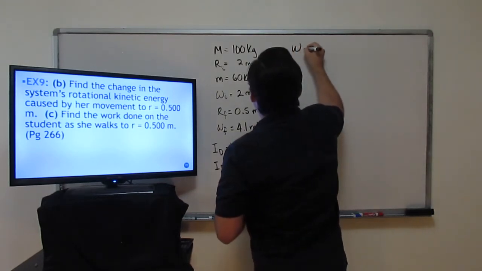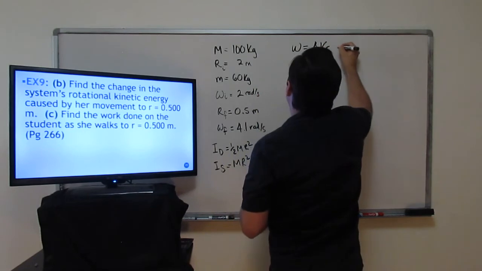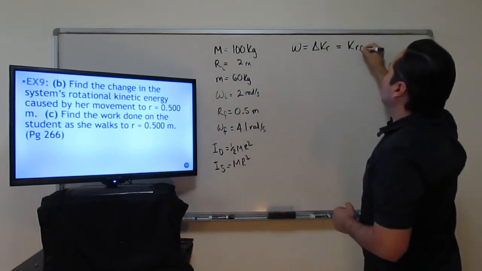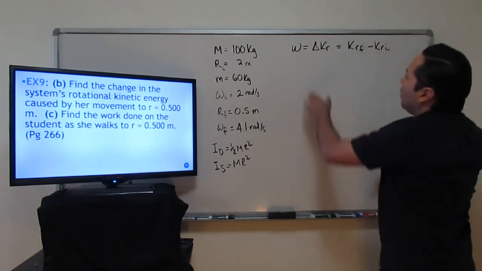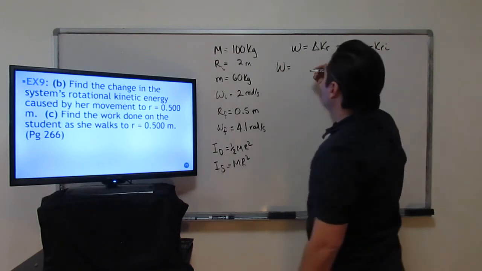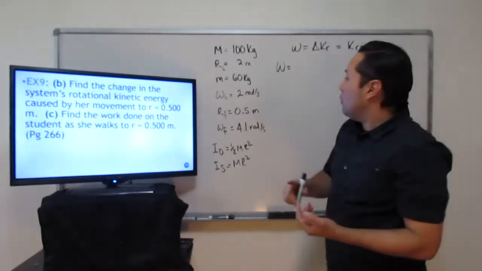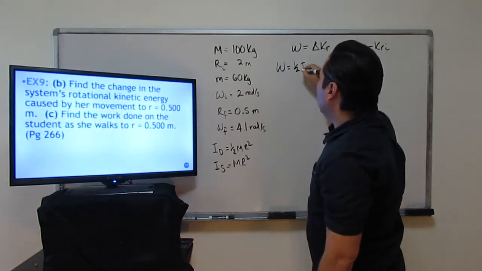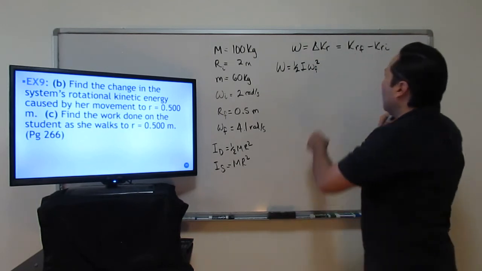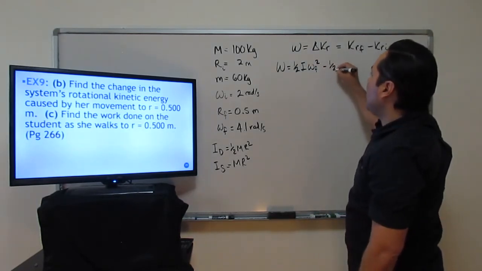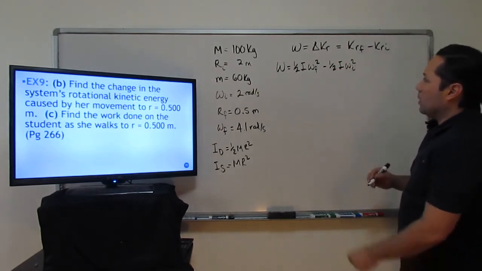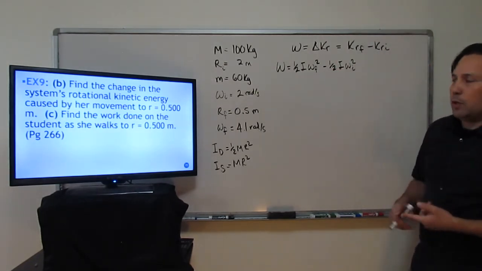Work is the same thing as change in rotational kinetic energy, which is rotational kinetic energy final minus initial. So we're going to begin plugging values in. The rotational kinetic energy for the student is 1/2 her inertia multiplied times the angular speed final squared, minus 1/2 her inertia multiplied times angular speed initial squared. So that'll be the work done by the student.